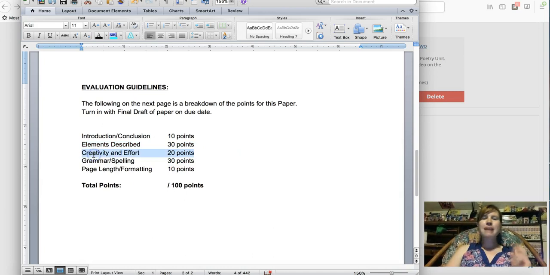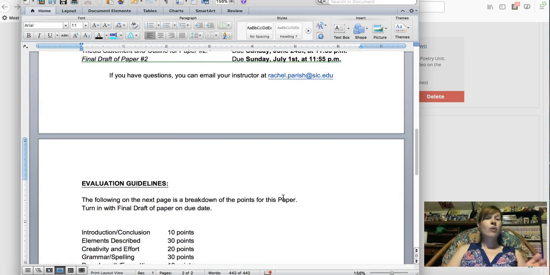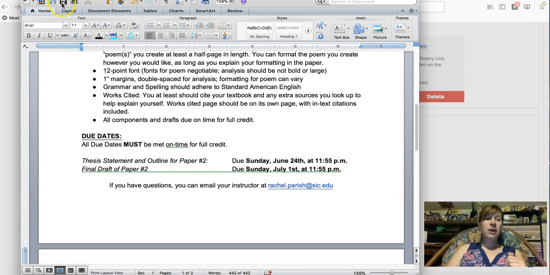Creativity and effort is mainly your poems that you create. I'm just looking to show that you didn't just slap something together at the last minute, that it shows you did put in a little bit of time and effort into it. Grammar and spelling, of course, are 30 points. And then the page length and formatting, if you follow the guidelines, you'll get those 10 points automatically. All right, so 100 points, just like paper 1. If you've got questions, email me and let me know.